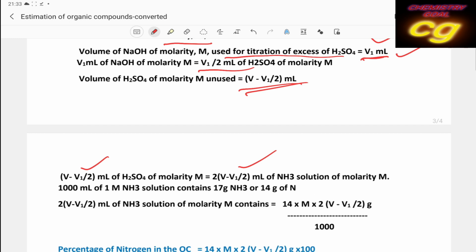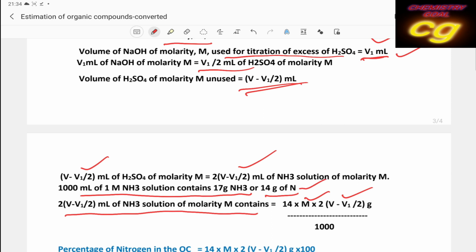So already you know that 1000 mL of 1M ammonia is equal to 17 gram ammonia, because ammonia is NH3, mass is 14 plus 3, that is 17, which is equal to 14 gram nitrogen, because NH3 contains 1 nitrogen, that is 14. So 2 into V minus V1 by 2 of ammonia will be how much mass? Nitrogen: 14 into M, the molarity, into 2 into V minus V1 by 2, upon 1000, because 1000 mL of 1M ammonia is equal to 14 gram nitrogen.